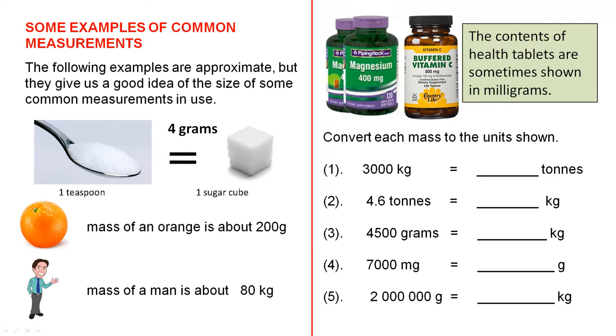Some examples of common measurements. The following examples are approximate, but they give us a good idea of the size of some common measurements in use. Now, a teaspoon of sugar, which is really about the same as a cube of sugar, is about 4 grams. The mass of an orange is about 200 grams. The mass of a man is about 80 grams.